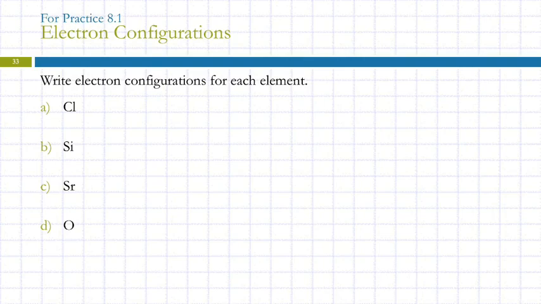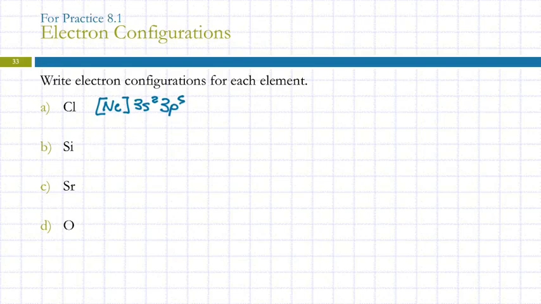Write electron configurations for each element. Let's do the noble gas ones. So for chlorine, what's the previous noble gas? Neon. And after neon comes what? 3s2, 3p, 1, 2, 3, 4, 5, right? 3p5.